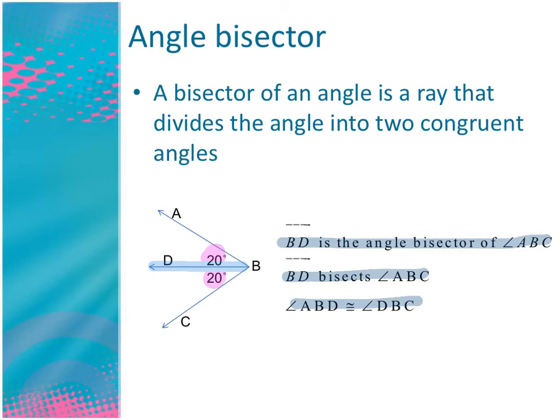Yep. Can it also be if it shows the congruent mark? Yep. So if instead of saying 20 and 20, it would look like that. That would be the other way. Questions?